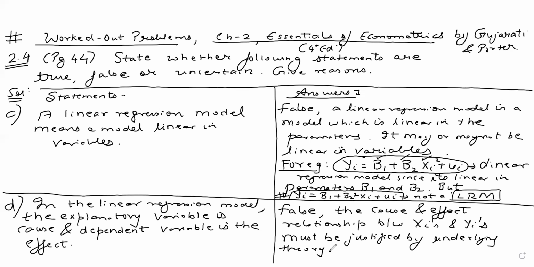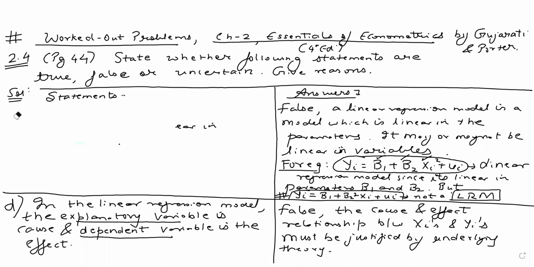So when I talk about a linear regression model, we cannot say that the explanatory variable is the cause and the dependent variable is the effect. The only thing we can say is that the explanatory variable is related to the dependent variable linearly. Linearly means linear in parameters. That is all we can say. And we can use the explanatory variable to forecast or extrapolate the values of the dependent variable. But we cannot say that the explanatory variable is necessarily the cause and the dependent variable is necessarily the effect. We can't say that unless and until we justify from the underlying theory. Okay, so statement D is also false.